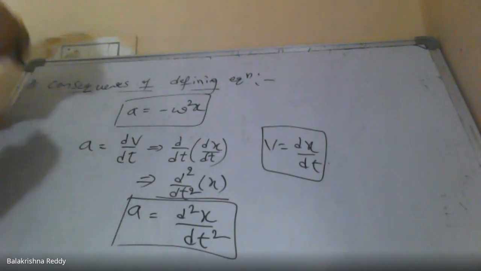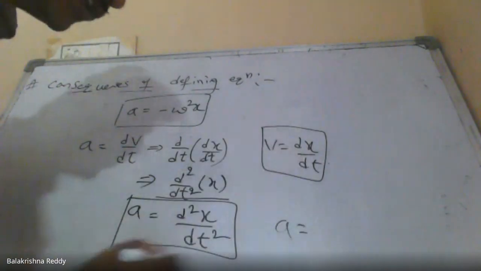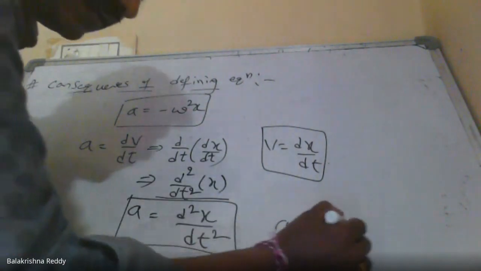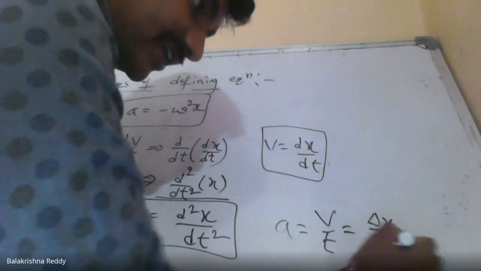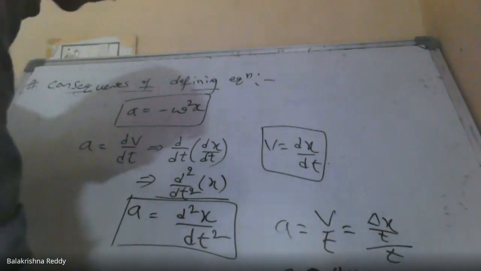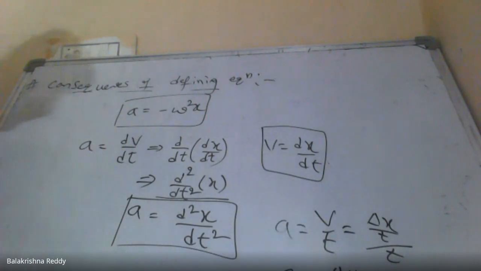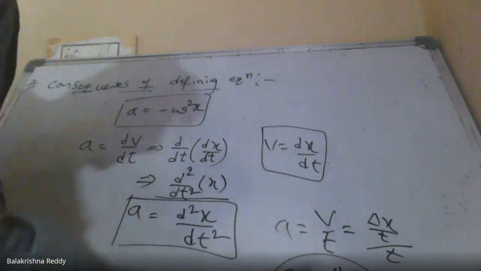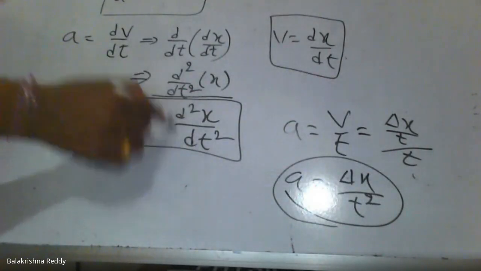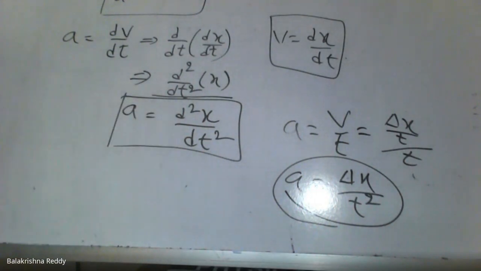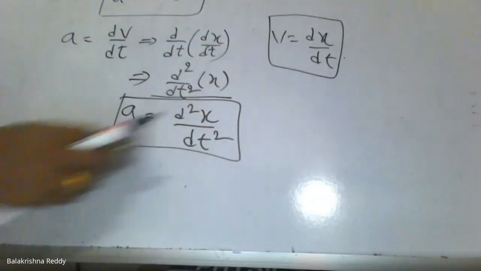Have you understood that? This is a differential expression, differential form. Normally, what you will write: acceleration equals v by t, and velocity means change in the displacement with respect to time, delta x by delta t, divided by t. Further, delta x by t square you will write. This we follow in the normal expressions, but in differential format, we express with respect to the d by dt function. So this is about the acceleration in differential form.